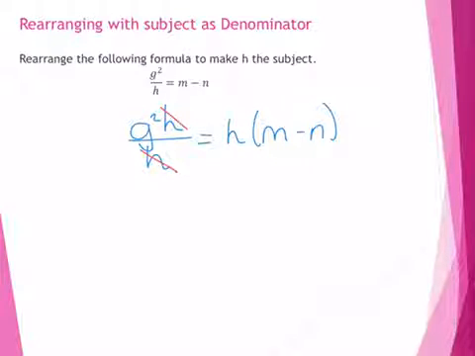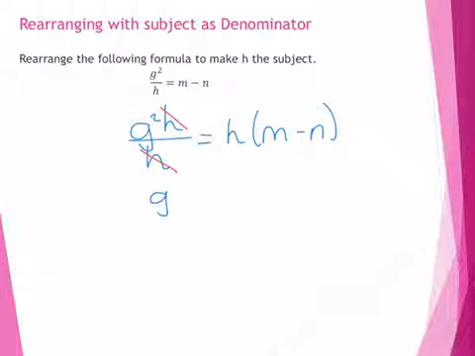And remember what this means when we've got a letter in front of some brackets. This means h times by all of this m minus n. So this is what we've got to get rid of, which is times, the invisible times sign in there. So to get rid of it, we could divide by that entire bracket. So that's what we'll do.